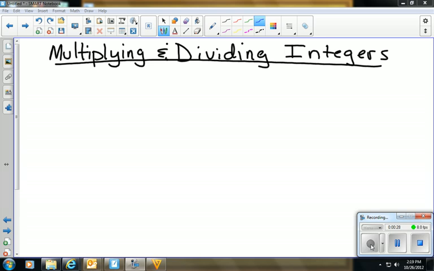And I would say the key thing to understand with multiplying and dividing integers is that when you see a negative sign, that means opposite. For example, if you have the number 7, what is the opposite of 7? Well, the opposite of 7 is negative 7. And so when you see the negative sign, that means opposite. And that's going to play a role in here in a little bit.